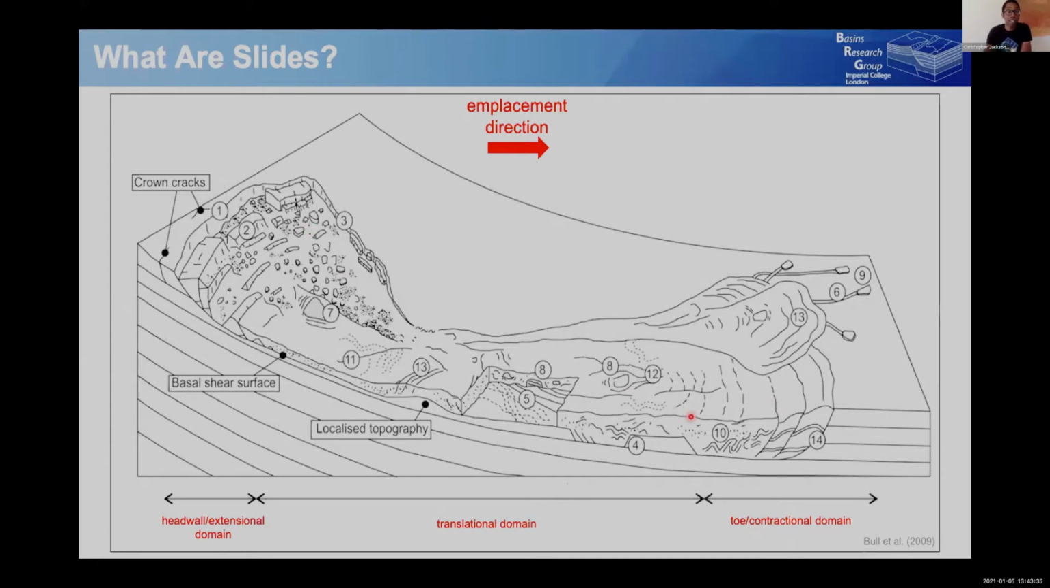The main thing to take from here is the three main kinematic domains. There's an area of extension up dip, where we have normal faults. We have an area of translation in the middle zone here, which is where the body is moving down slope, and then a toe domain or a contractional domain down dip where we have bulk horizontal shortening.